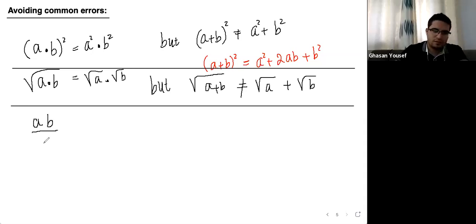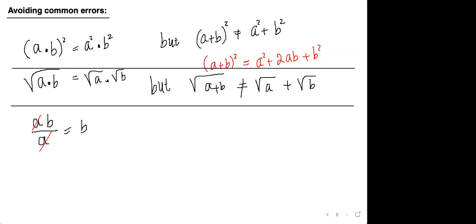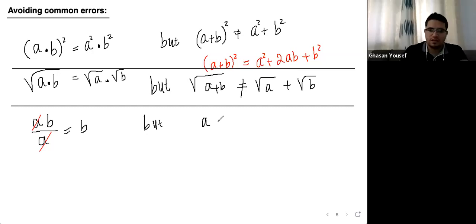Another one here: ab over a is equal to b. Why? I can cancel the a with the a. This is equal a. But for addition, a plus b over a, this is not correct. Any question for this? Okay.